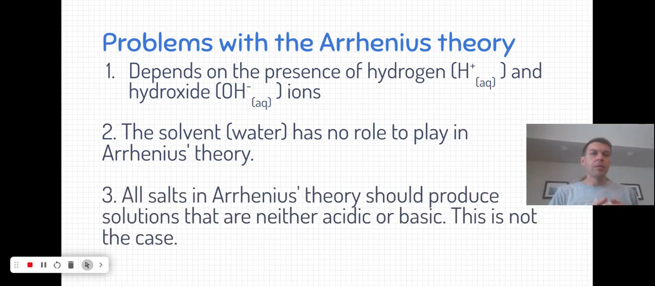According to the Arrhenius theory, all salts, ionic compounds such as sodium chloride, should produce solutions which are neutral because they do not have hydrogen or hydroxide compounds. But this is not the case. Many salts, which do not have hydrogen or hydroxide in their formula, will produce solutions which are slightly acidic or basic.